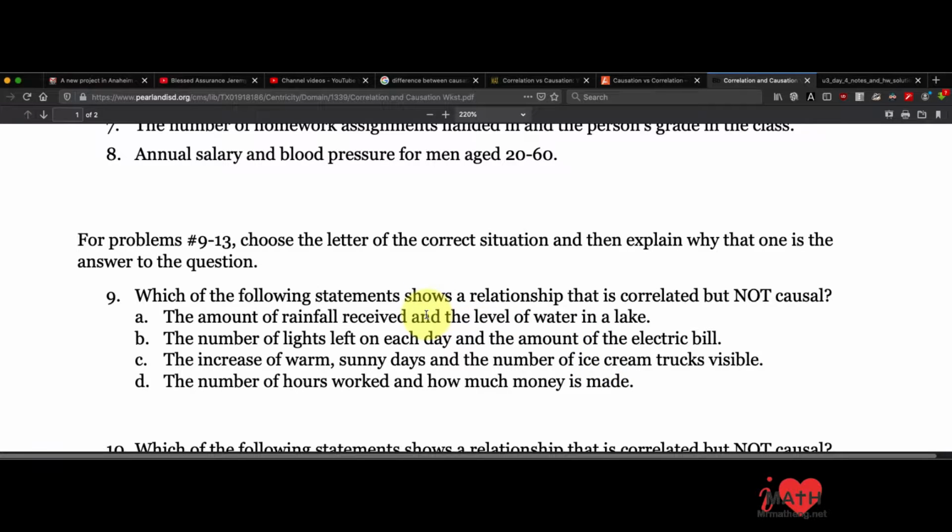So that's a cause. The increase of warmth, sunny days, and the number of ice cream trucks visible. I think this one here is just a relationship or correlation. Let's look at that next one. The number of hours worked and how much money is made. So number of hours worked, does it cause how much money you make? Yes, that is a direct cause and effect.